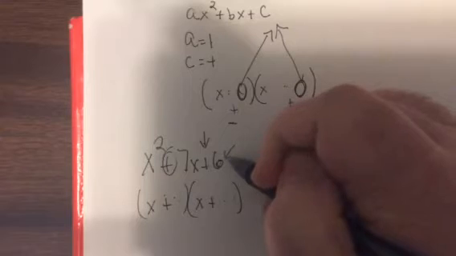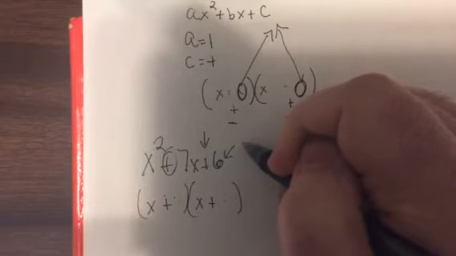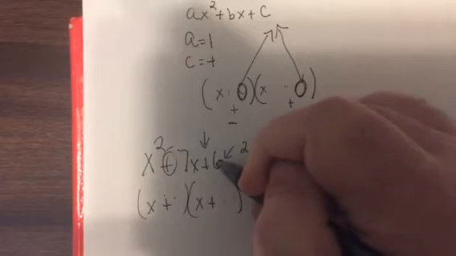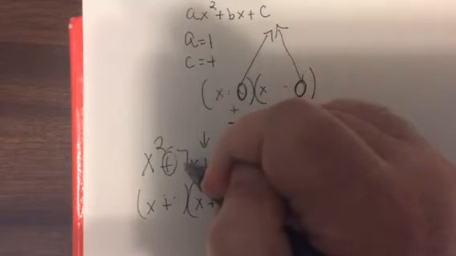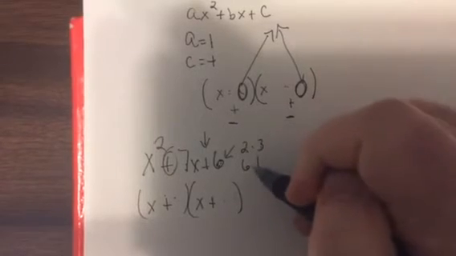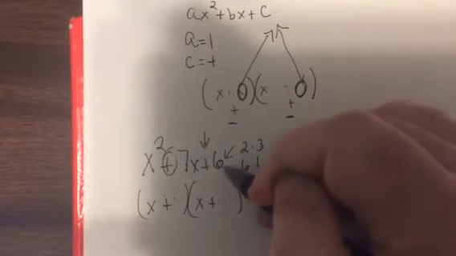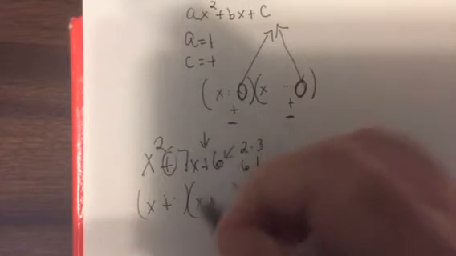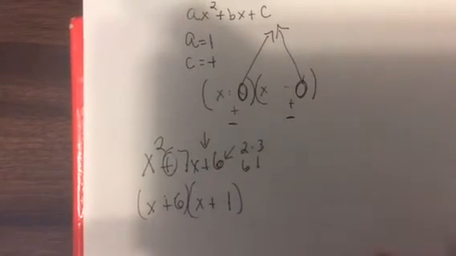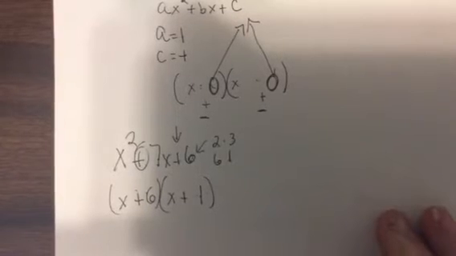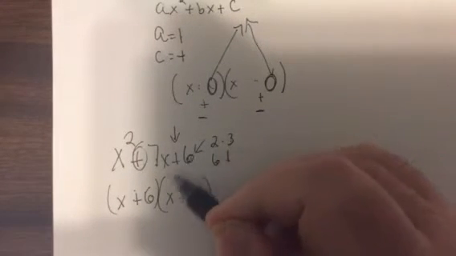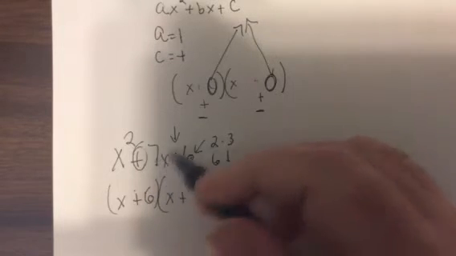Well, what are the factors of 6? They're, let's see, 2 and 3. 2 times 3 is 6. Yes. 2 plus 3 is 5. Shoot. Okay, let's try 6, 1. 6 times 1 is 6. Yes. 6 plus 1 is 7. So you could put the 6 there and 1 there, or the 1 here and 6 there. It doesn't matter. So it has to multiply to give you this number, but add to give you this number.